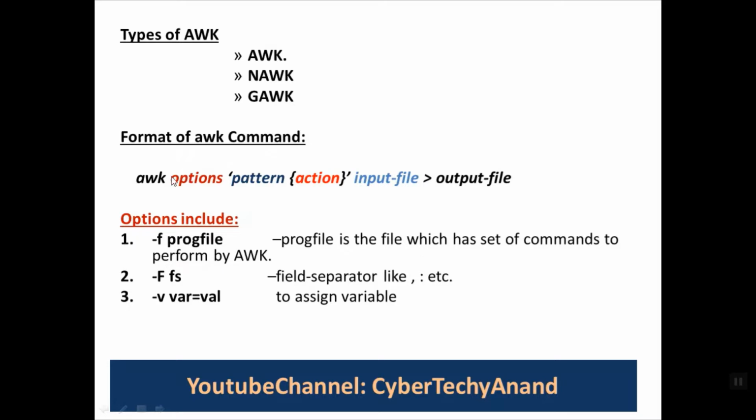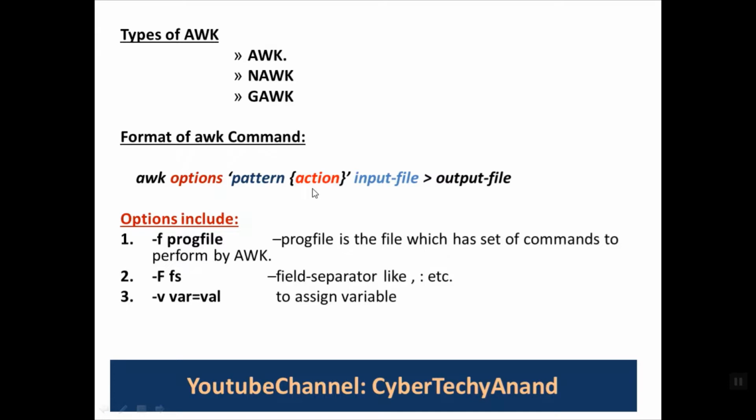Here, coming to the options, there are three major varieties of options we pass. First is hyphen lowercase f, then the program file. This program file consists of a set of AWK instructions. Normally, if you see in the syntax, we are passing only one instruction, like a pattern action. But using a program file, we can put a set of instructions, and if you pass it to AWK, then it is going to perform the set of operations on the input file. I'm going to show this in the demo.